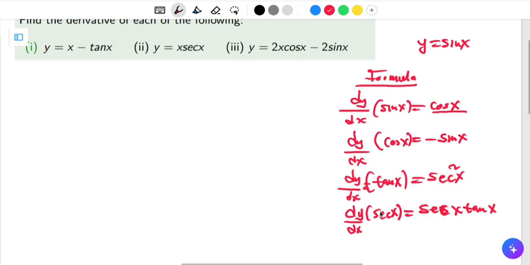So whenever you are differentiating, let's say you have been given y being equal to secant x, the derivative dy dx is going to be equal to secant x tan x always.